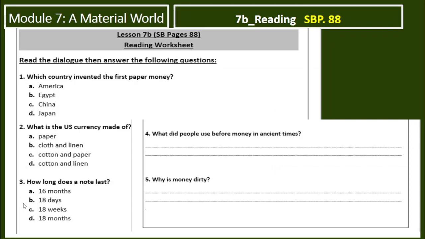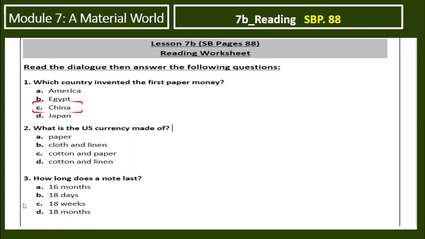Now, as I have just mentioned, let's move on to the second task of our lesson today. Now it's your turn to read the dialogue and answer the following questions. Okay? Now, which country invented the first paper money? According to the texts, which country invented the paper money first? Now, Students' Book, page 88. Correct. China. China is the country which invented the paper money first.